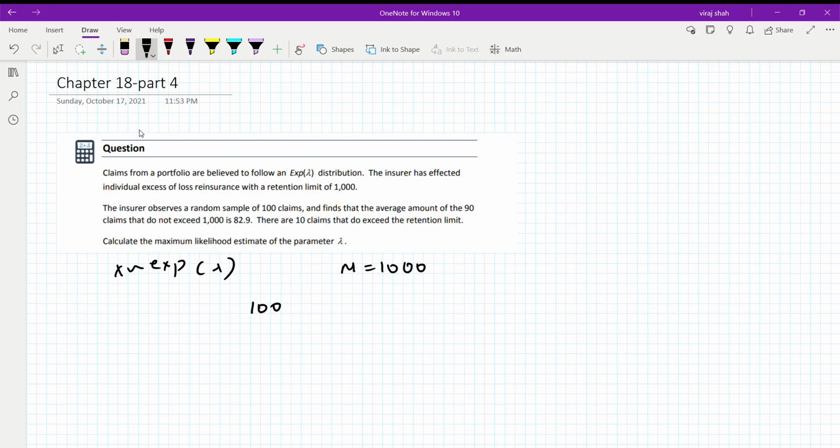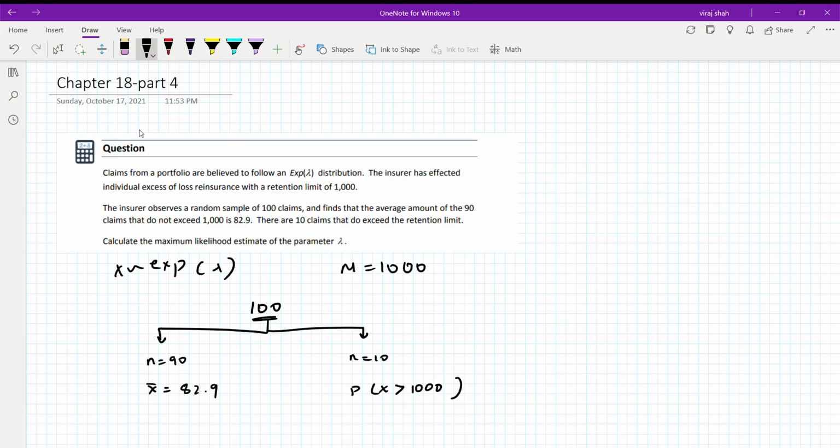So a sample of 100 claims is observed, and it finds that the average of 90 claims, the 90 claims that do not exceed 1,000, is 82.9. And there are 10 claims that do exceed the retention amount. So n is equal to 10, where it exceeds the retention amount. This is the information given to you.